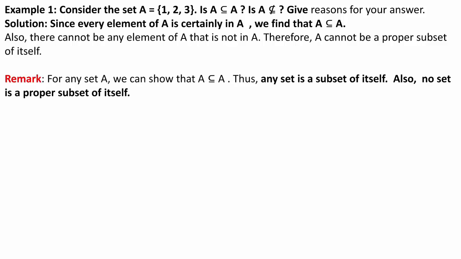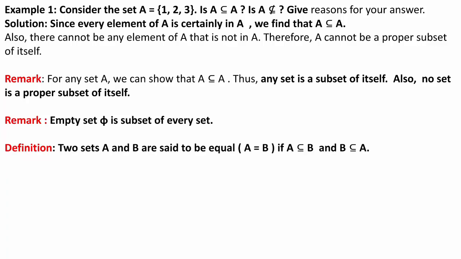Remark. For any set A, we can show that A is a subset of or equal to A. Thus, any set is a subset of itself, and also no set is a proper subset of itself. Keep in mind that the empty set phi is a subset of every set. And two sets A and B are said to be equal if A is a subset of B and B is a subset of A.